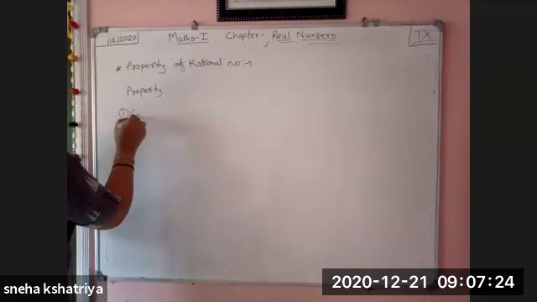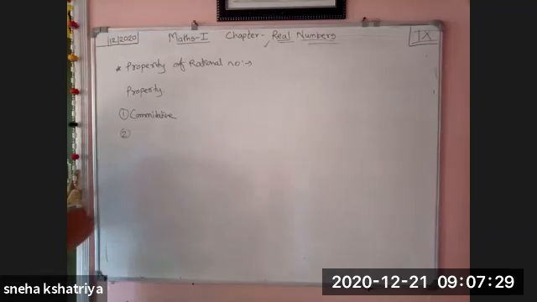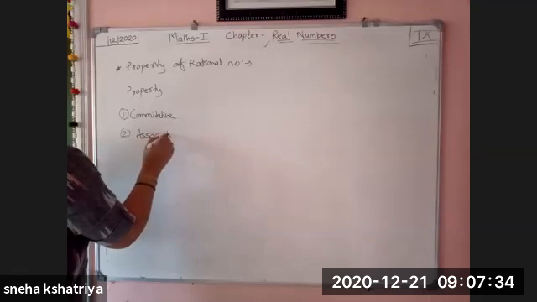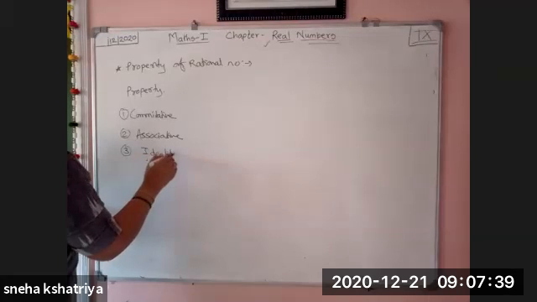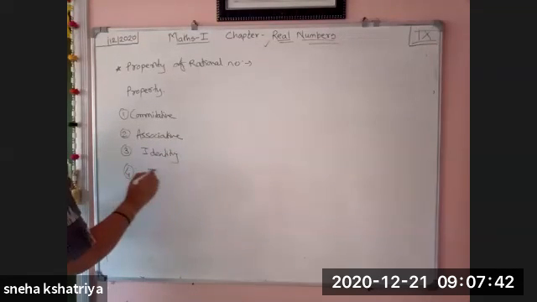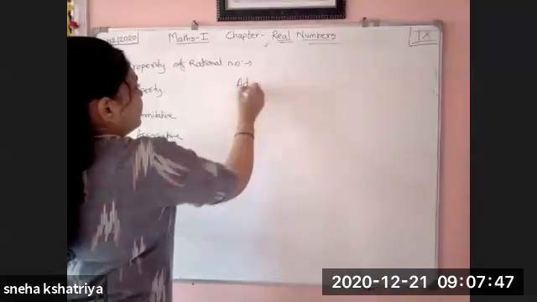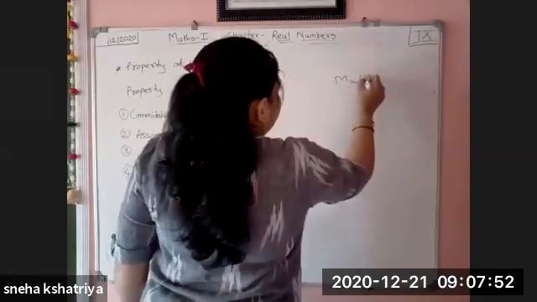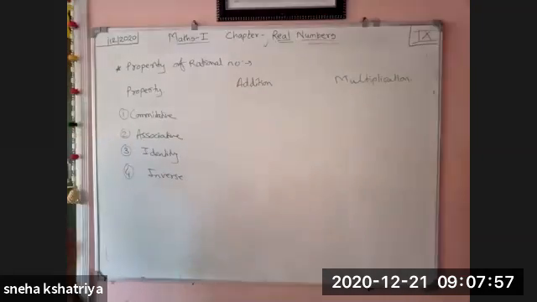First is commutative. Second is associative. Third is identity. And fourth is inverse. So we have to see its addition and multiplication. Its additive properties and multiplicative properties here we are going to see.